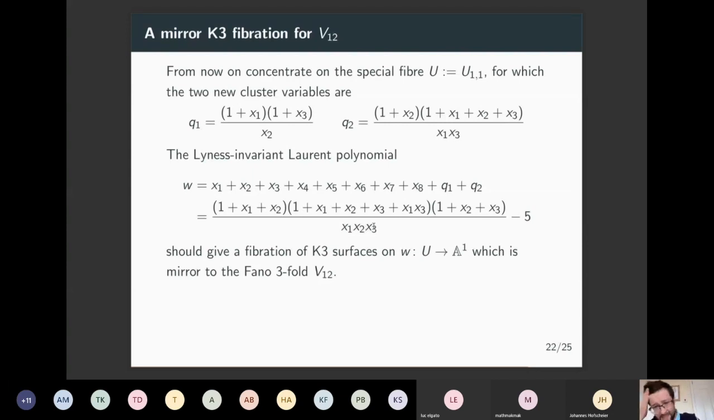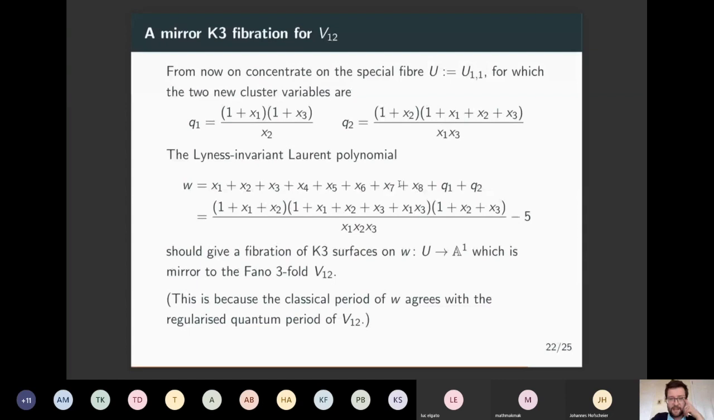So first of all, it has this very nice property that it factorizes when I subtract a constant from it, like in the Del Pezzo case. And so again, this implies the fact that this fibration here has a degenerate fiber when W is equal to -5.